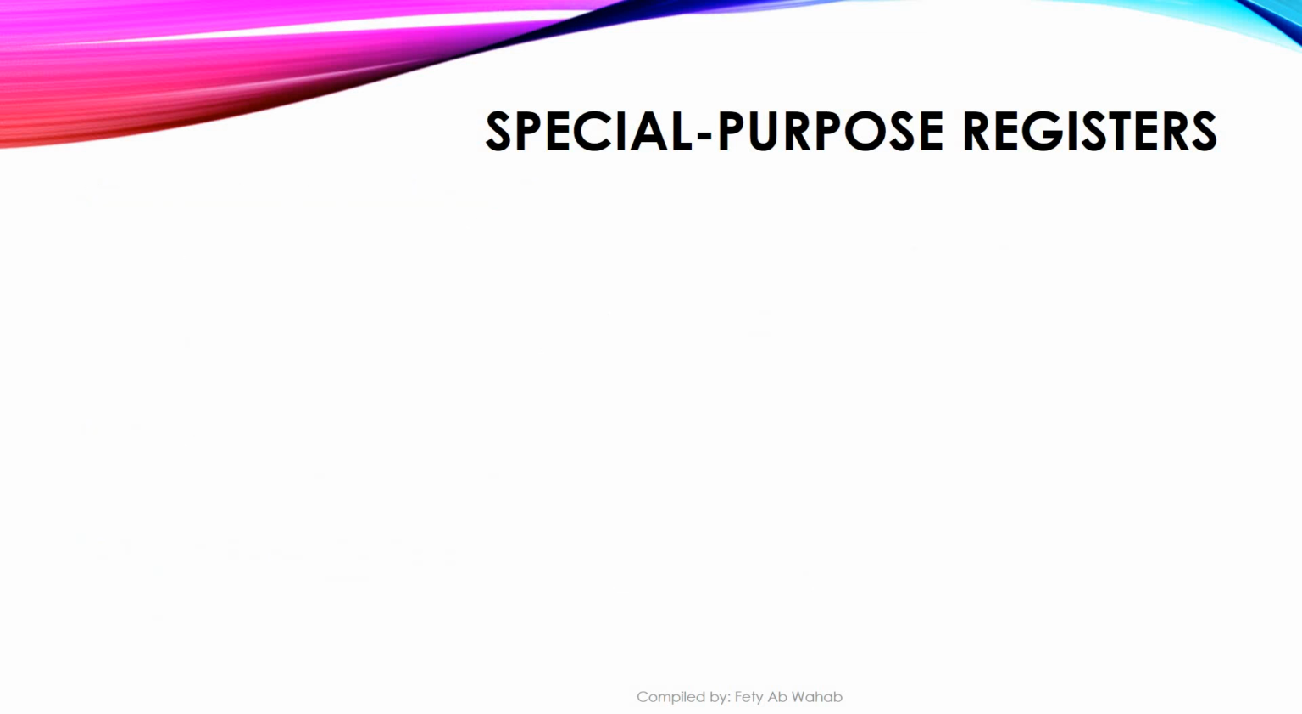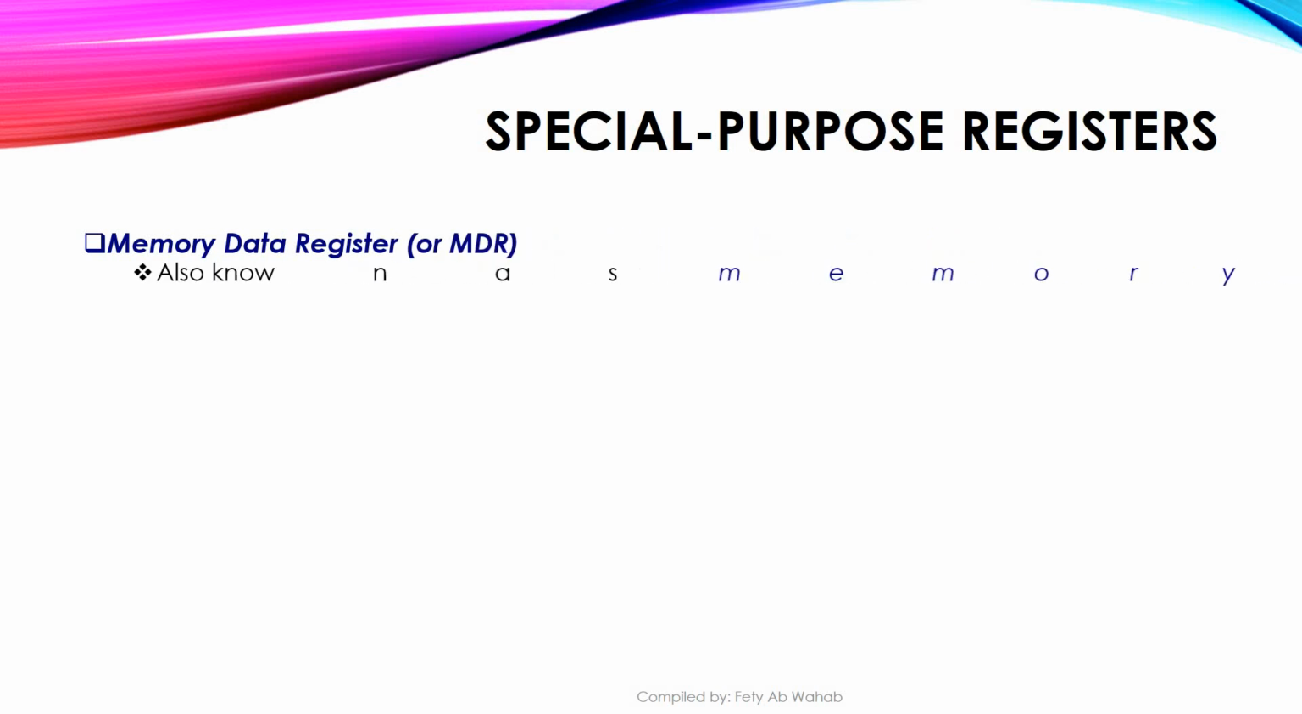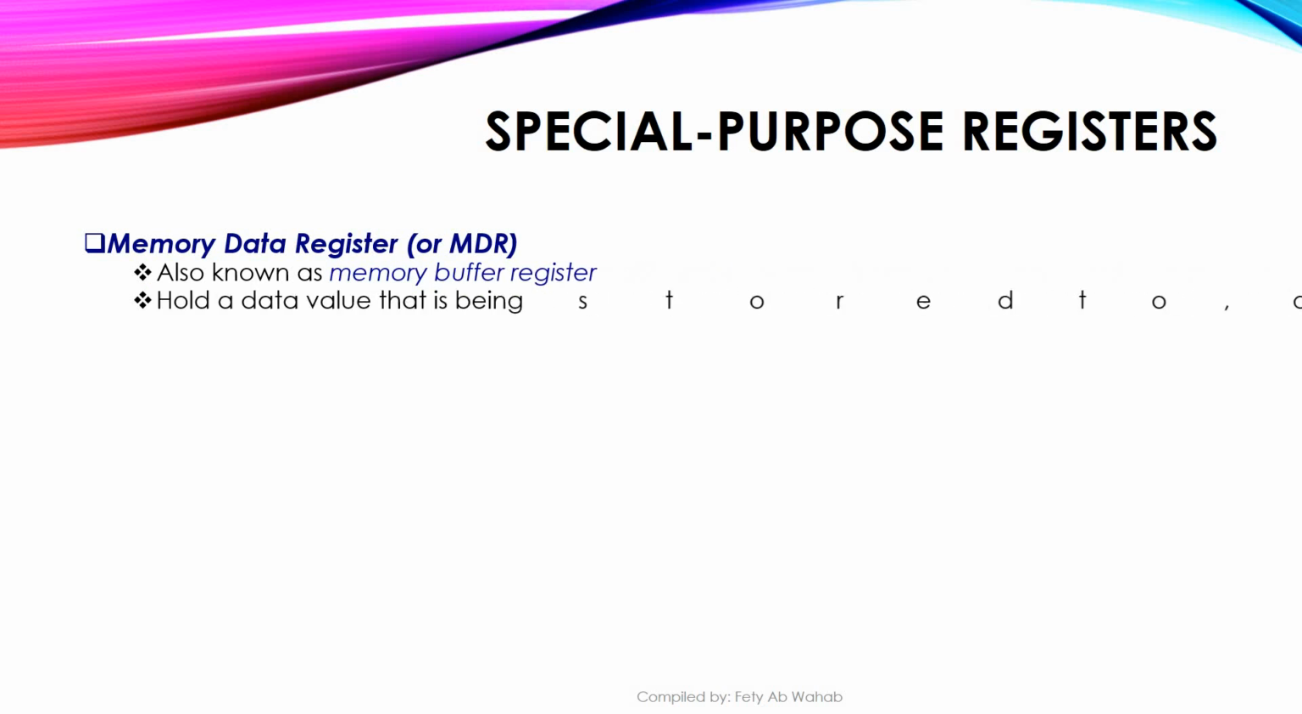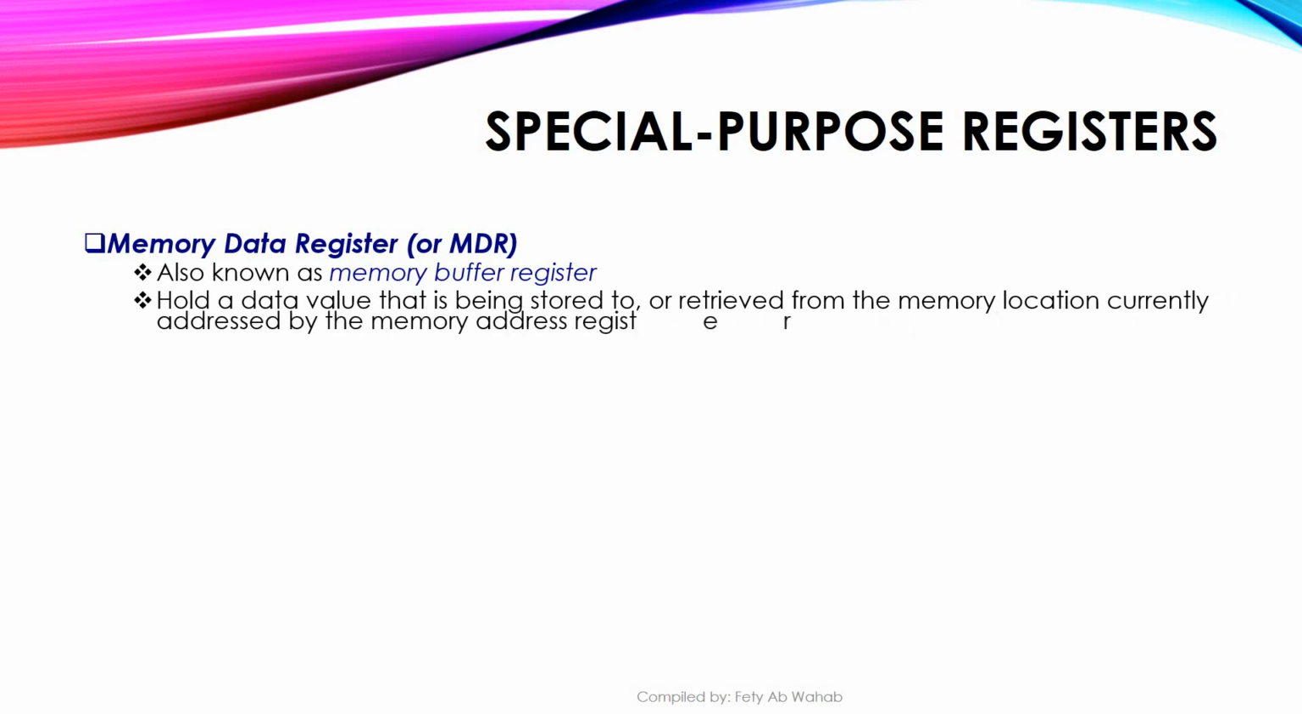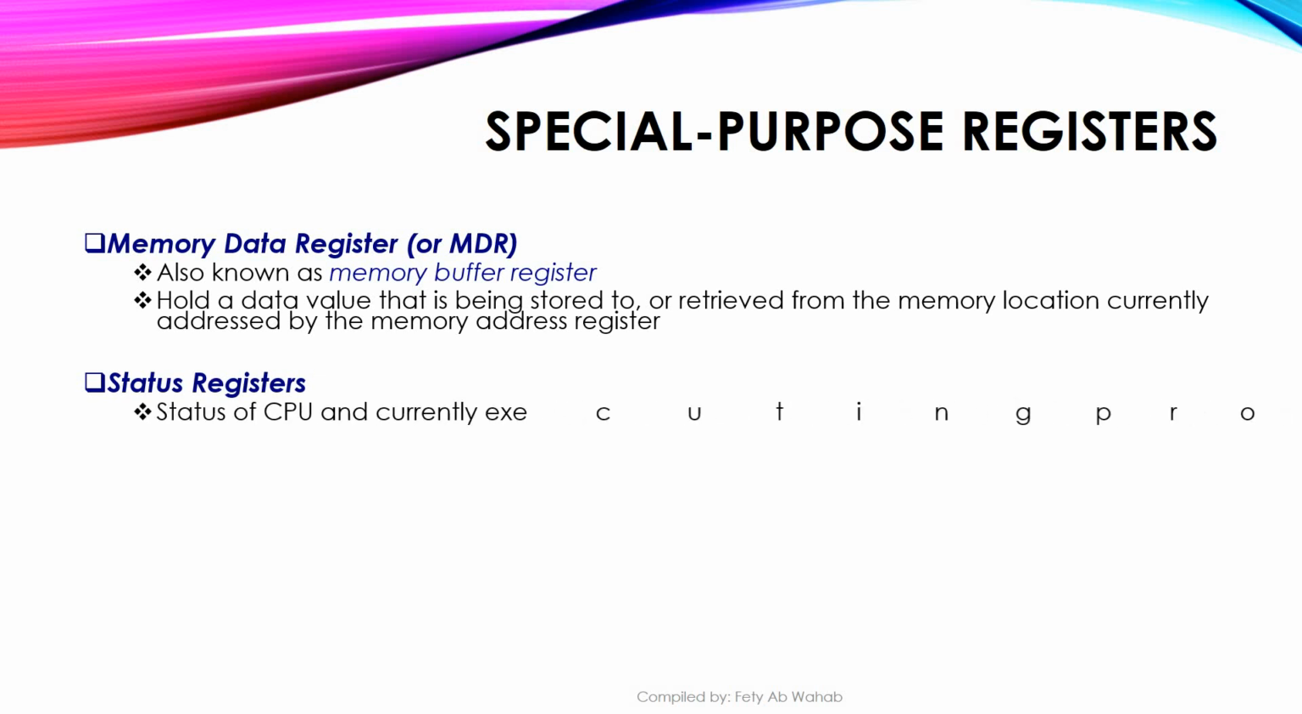Special purpose registers. Memory data register, or MDR, also known as the memory buffer register. It holds a data value that is being stored to, or retrieved from, the memory location currently addressed by the memory address register. Status registers. Status of the CPU and the currently executing program.